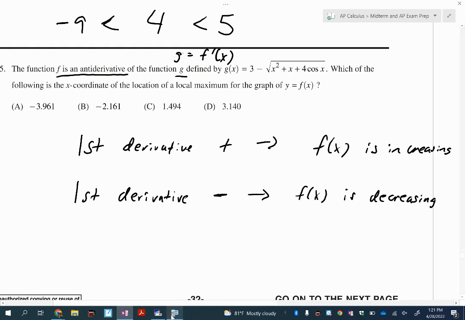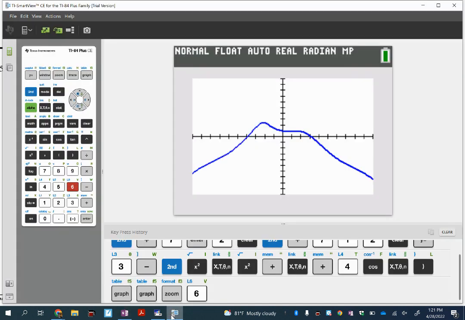So let's look at the graph together. Where is it going from a positive to a negative? Here's a negative to a positive, still positive. So a positive to a negative, right there, whatever that value is. Now you probably could approximate it and get the right answer. Let me show you how to find it exactly.